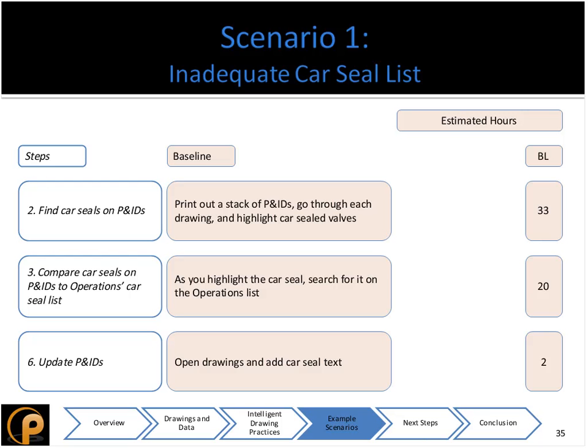So for this baseline case, you know, it's a manual effort, right? You have to print out your stack of P&IDs, go through one by one, identify where each of your car seals are, and then compare whatever you find on your P&IDs, again, manually to your operations list. And then after you do your walk down and your discrepancy checking, you'll eventually have to update each of your P&IDs. So those might be the general steps you might take, and on the right I have some time estimates for those.